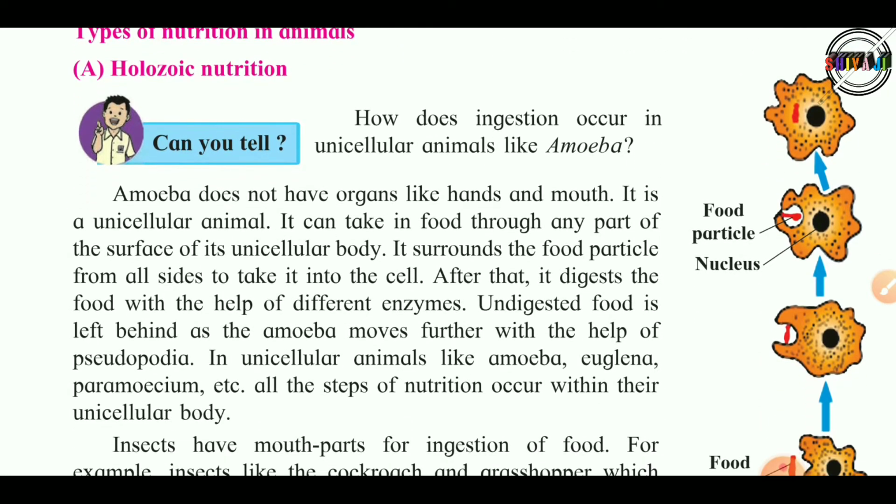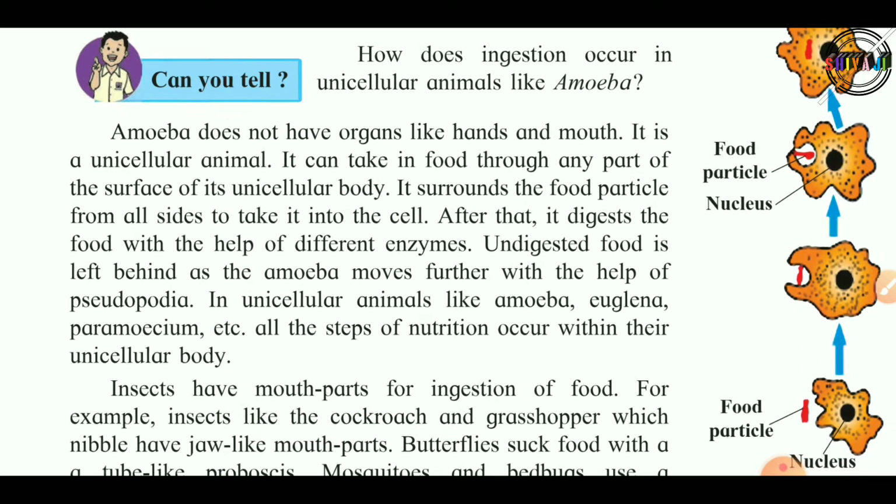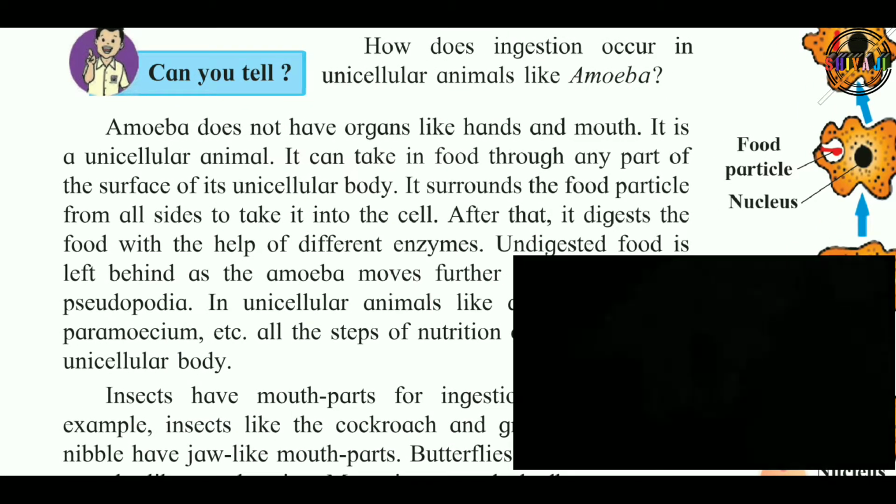Now, how does ingestion occur in unicellular animals like amoeba? You know that amoeba, Euglena and Paramecium are unicellular animals, and unicellular means having only one cell. Therefore, we call them unicellular animals. Amoeba does not have organs like hands and mouth.